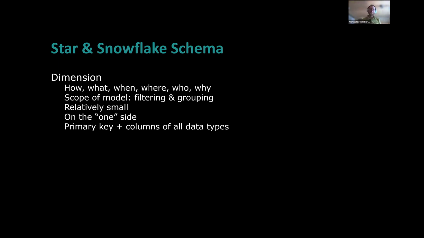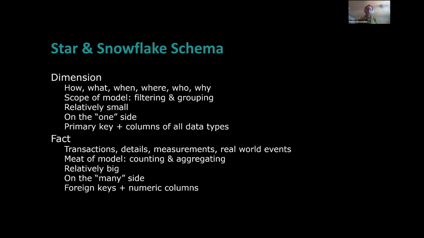On the other hand, we have those fact tables, and with fact tables, I think the most important thing is that they contain real world events. So something happens, a transaction, some detail, we did a measurement, and then we tracked it in this fact table. And they are the meat of the model because we count events there. So we want to know how many people went through this store, for example, because we have an IoT device there, which every time somebody comes in, we count this.